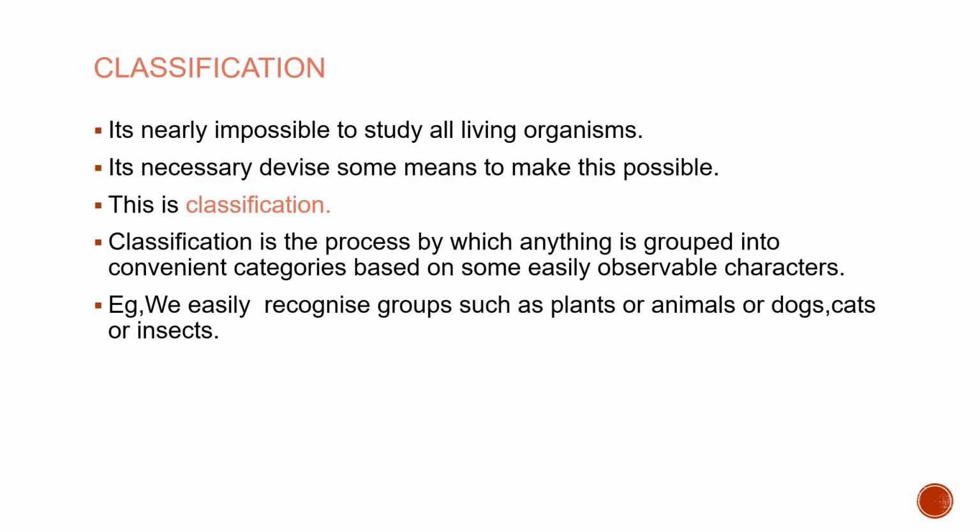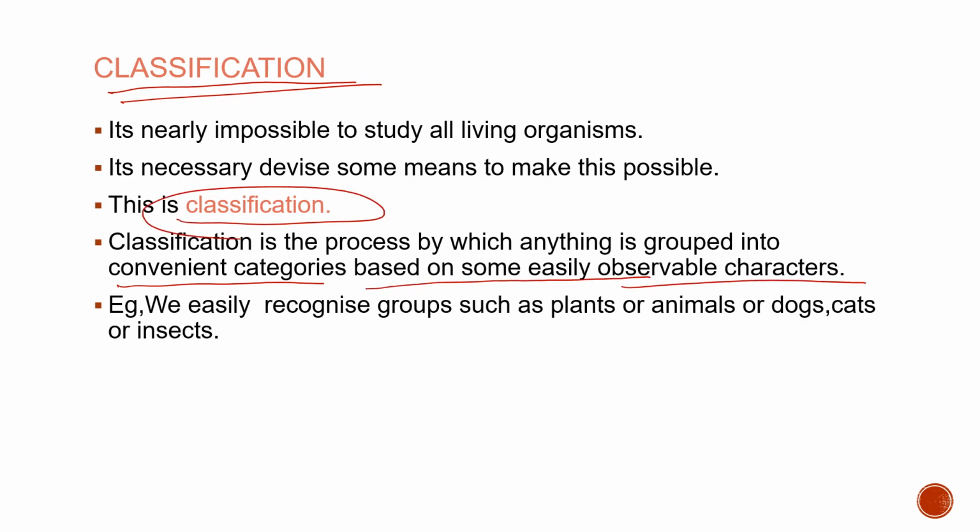Now we have all been told that there is a diverse range of organisms. Since it is absolutely impossible to study all the organisms, it is necessary to devise some means to make this possible. This process is called classification. Now classification, what is it? It is a process by which anything is grouped into convenient categories based on some easily observable characters.